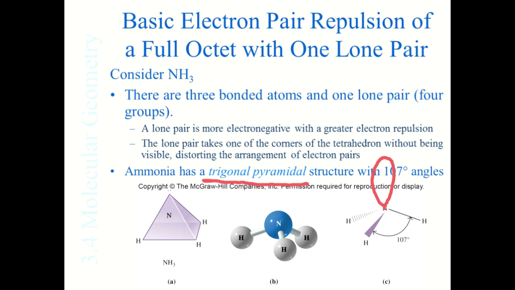So, how do I identify it? 1 lone pair on the central element, 3 bonds. Trigonal pyramidal.